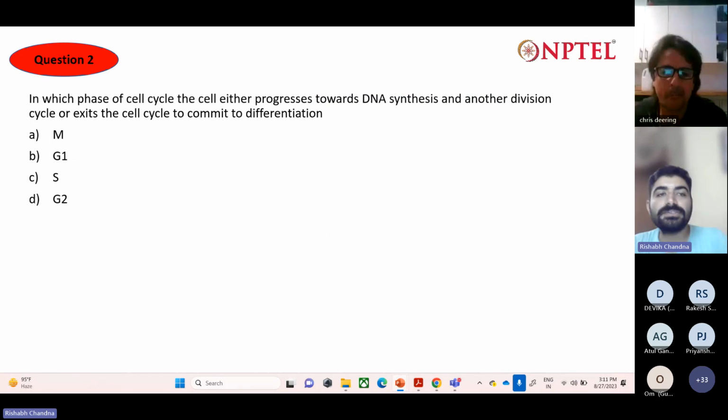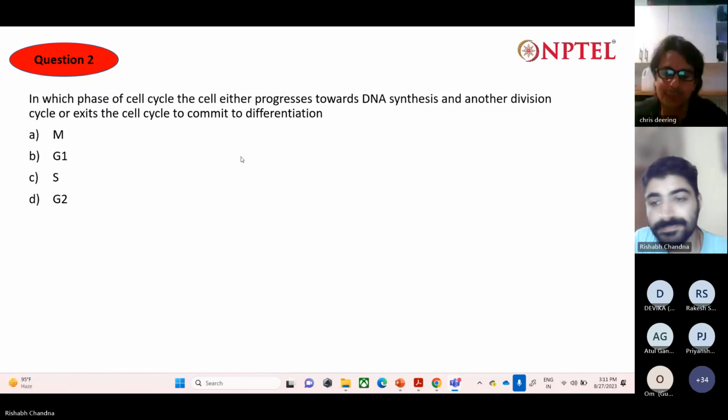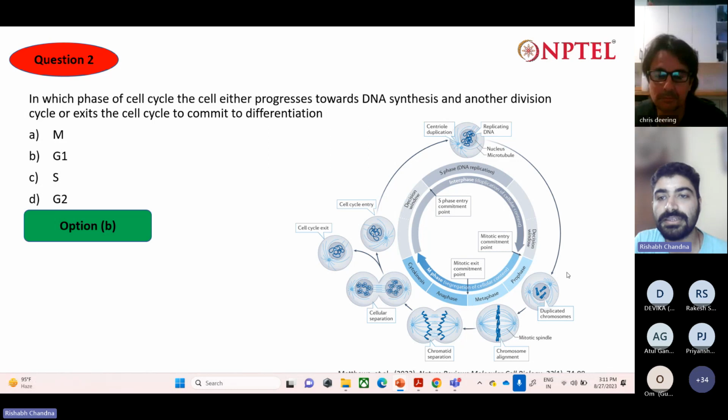In which phase of the cell cycle does the cell either progress towards DNA synthesis and another division cycle, or exit the cell cycle to commit to differentiation? Can anybody guess what the answer can be? G1. Sorry, can you repeat? G1. Okay. Anybody else? G1. Yes, the answer is G1 phase.